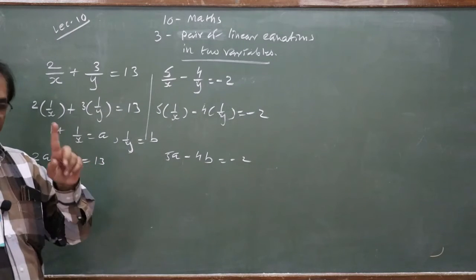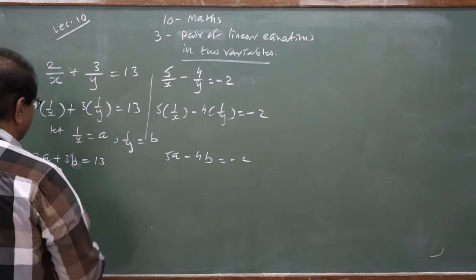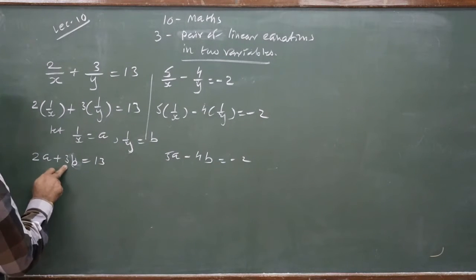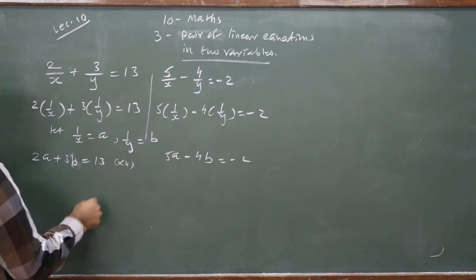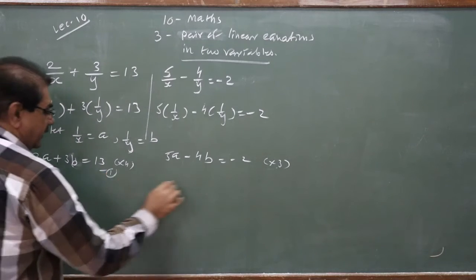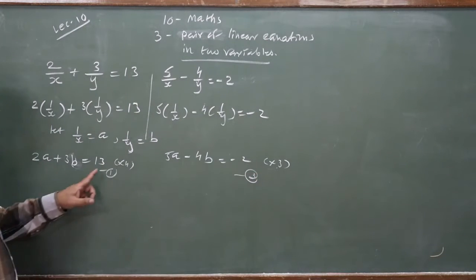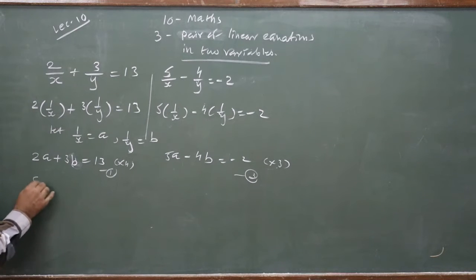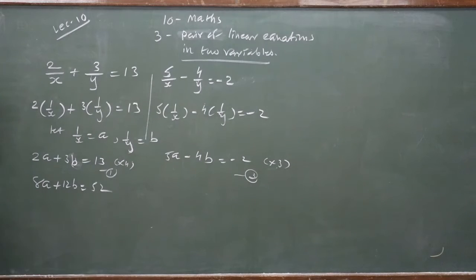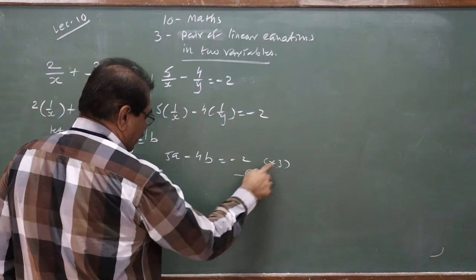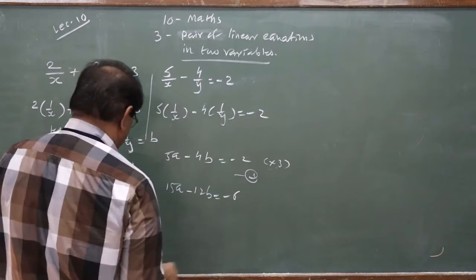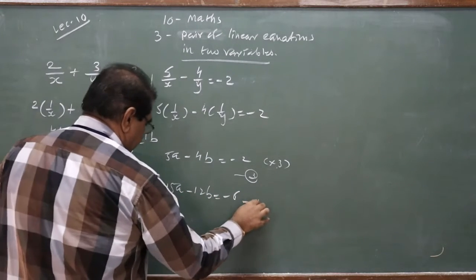Okay, one question I solve for you. First, suppose I want to go for elimination. So it is minus 4 and plus 3. LCM is 12. So to bring 12 here, this should be multiplied by 4, and to bring 12 here, this should be multiplied by 3. Suppose it is equation number 1, it is equation number 2. So equation number 1 multiplied by 4. So 4 2s are 8a, 4 3s are 12b, is equal to 4 13s are 52. Equation 2 multiplied by 3. So 15a minus 12b is equal to minus 6. Suppose these are equation 3 and equation 4.